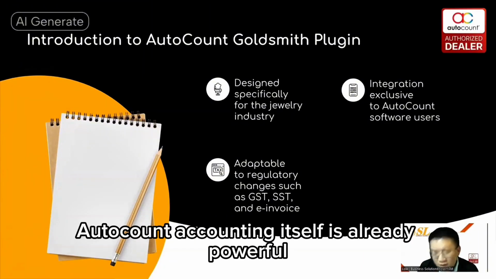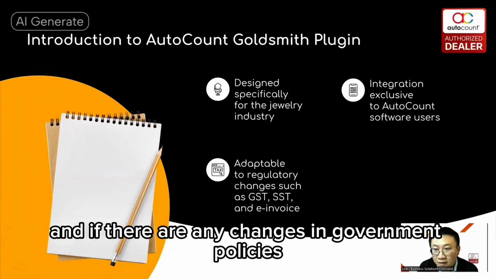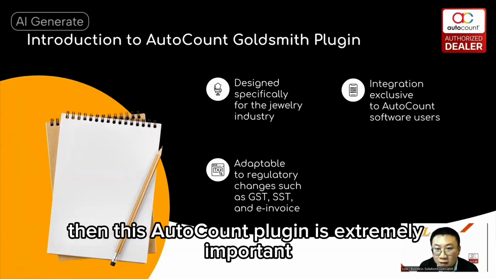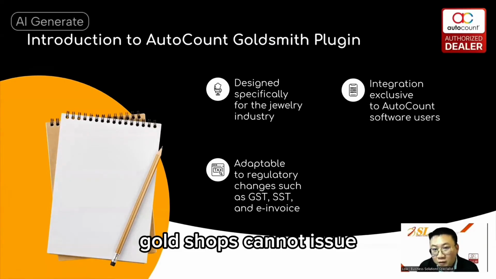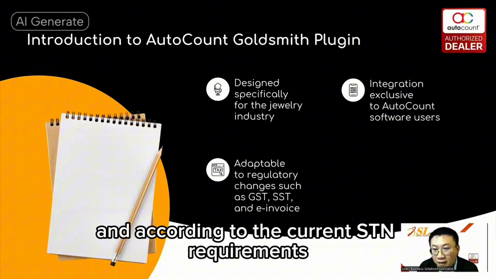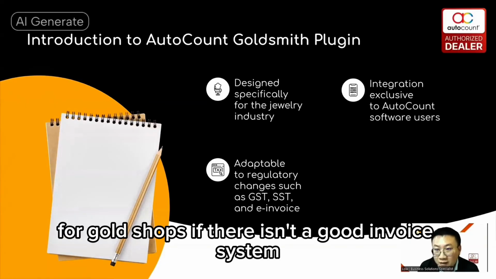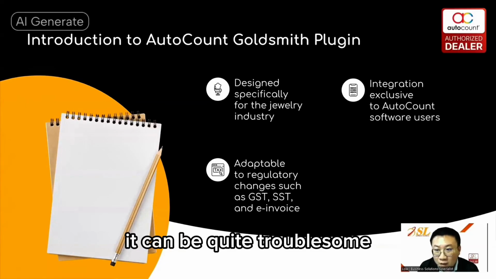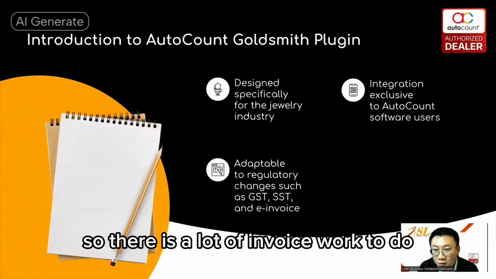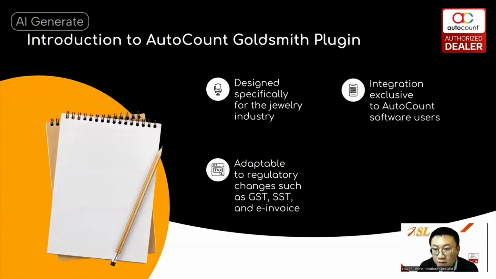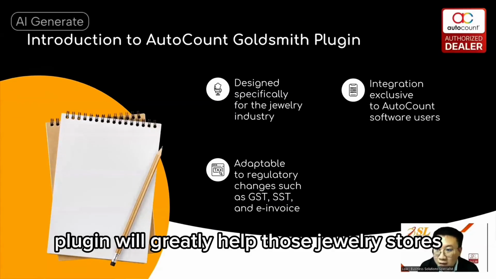AutoCount's accounting itself is already powerful, and if there are any changes in government policies, then this AutoCount plugin is extremely important for gold shops. Especially now with invoices, gold shops cannot issue consolidated invoices, and according to the current requirements, it is not allowed. For gold shops, if there isn't a good invoice system, it can be quite troublesome. And for check-in, a sale bill also needs to be made, so there's a lot of invoice work to do in addition to accounting. I believe this Goldsmith plugin will greatly help those jewelry stores.